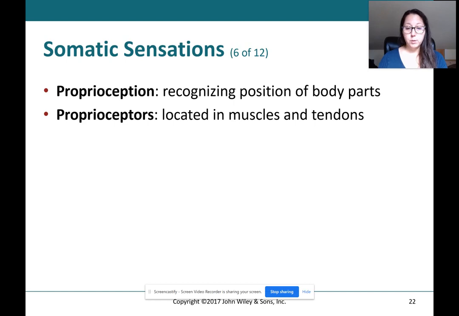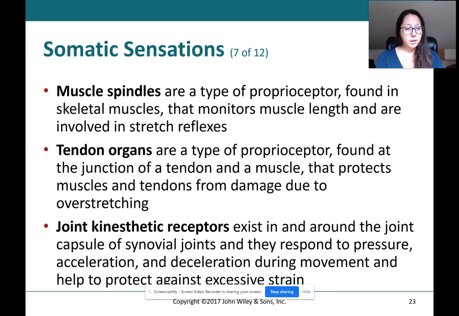We've talked about what proprioception is. Proprioception is recognizing the position of body parts, so kind of knowing where we are in space. It's the reason why you can close your eyes and touch your nose. And that's thanks to proprioceptors, which are specialized nerves that detect this information. Muscle spindles, if you're in lab with me, we talked about muscle spindles last week. Muscle spindles are a type of proprioceptor. They look like a coil, and they are embedded in skeletal muscles, and they detect stretch.